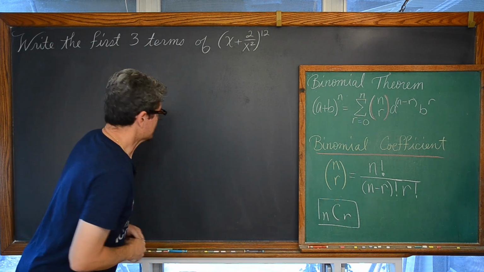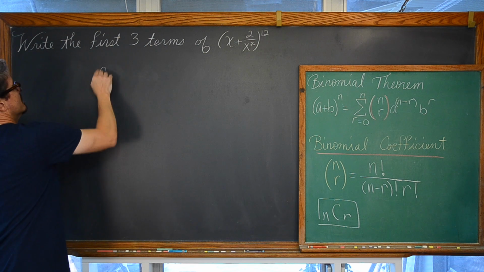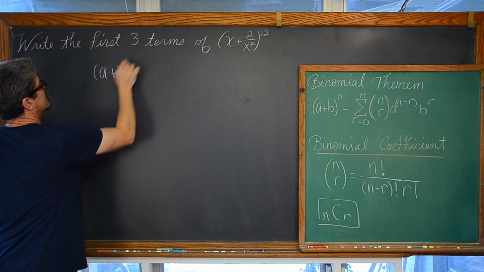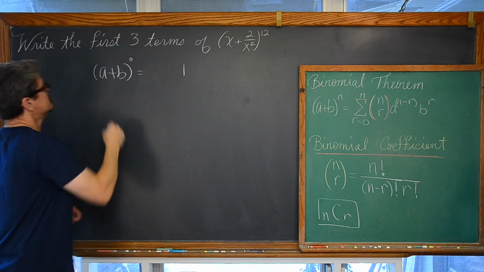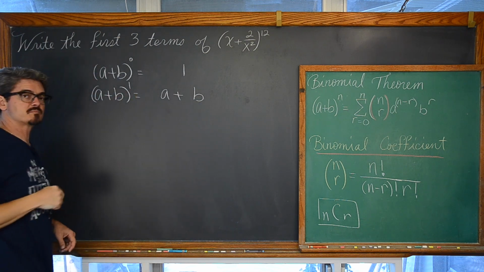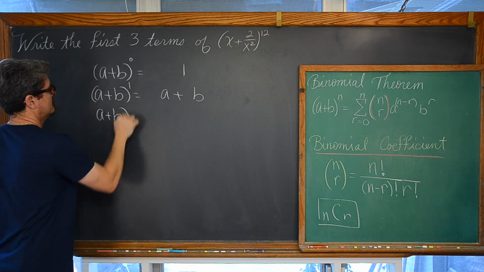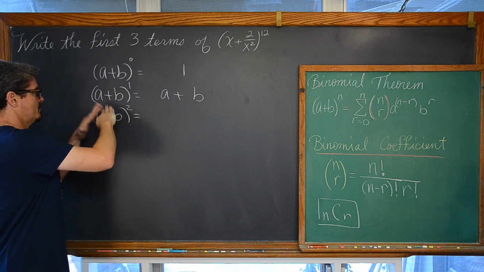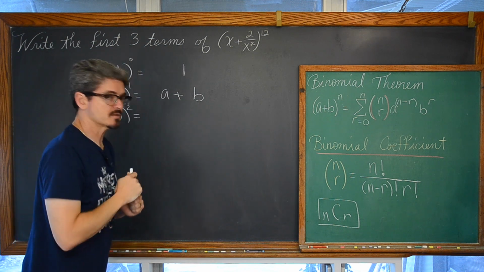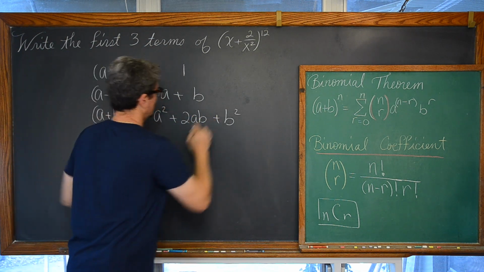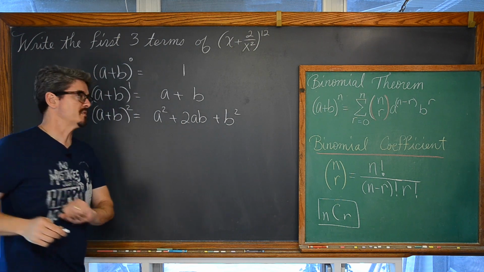So to get the fundamentals out of the way, let me show you a nice pattern here. We have a plus b to the 0, which is 1. We have a plus b to the first, which is a plus b. A plus b squared, which is, if you write a plus b times a plus b and distribute together, we have a squared plus 2ab plus b squared.